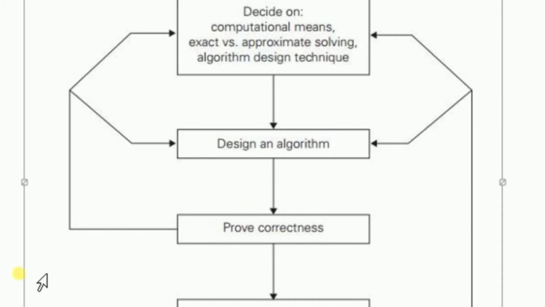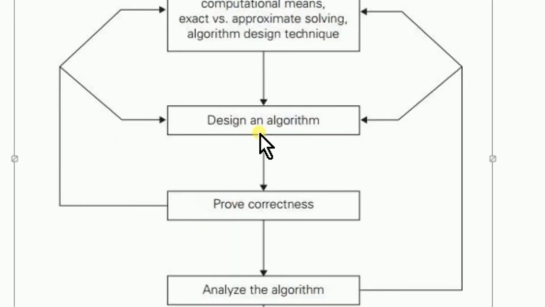Okay, maybe on this step, the second step, or maybe on this step, design an algorithm. If it is not correct or not up to the mark, again we will try to find some other methods or computational means. Again we will come to designing an algorithm. Then we will analyze the algorithm.